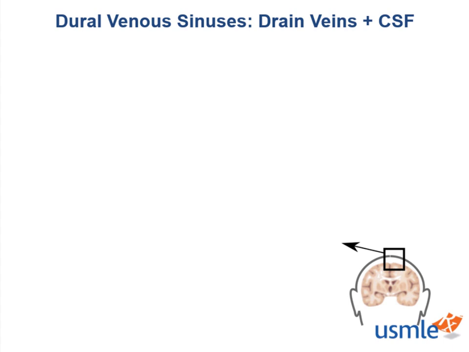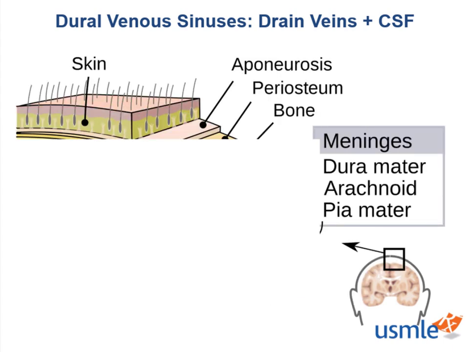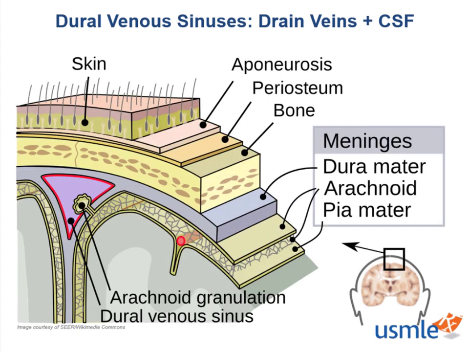The cavernous sinus is one of the many dural venous sinuses in the cranium responsible for draining cerebral veins and cerebrospinal fluid. Dural venous sinuses are formed by 2 layers of the dura mater. Let me show you by taking a cross-section from the skull. The skull and brain have multiple layers, as you can see.